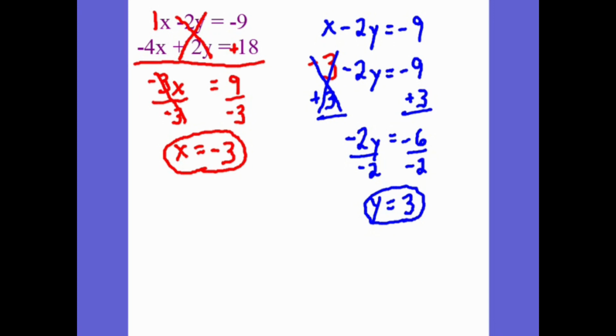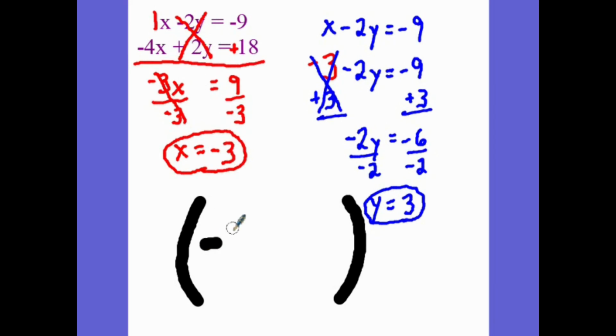So for your final answer, what you're going to do is write this in point form, because what you've just found was the point where these two lines intersect, and you did it all without graphing. So x always comes first. X was negative 3, so I put a negative 3 there. Then my comma, and then my y. Y is 3, so I put a 3 right there.